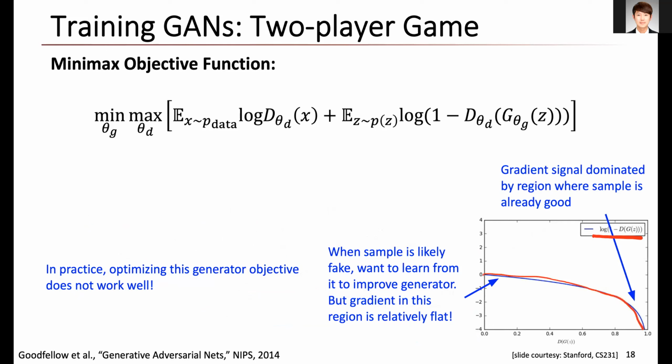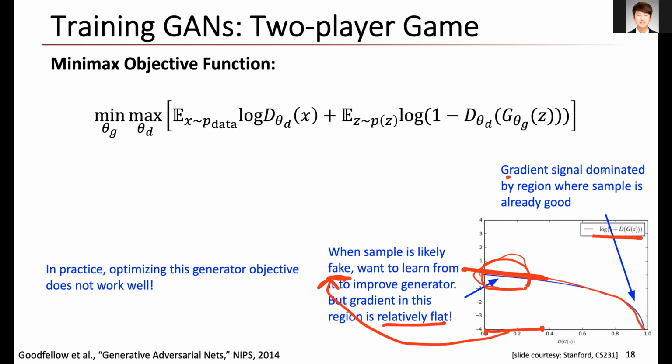So there are two kinds of phenomena. When we see here, the x is small, when the sample is likely fake, so the output of the discriminator is small. We have to learn from it to improve the generator, but the gradient in this region is relatively flat. So in this case, it changes very smoothly, and the slope of the loss function is small. So it's not desirable, right?